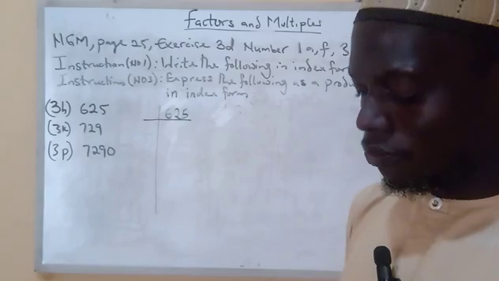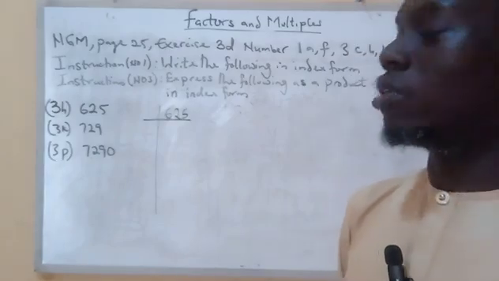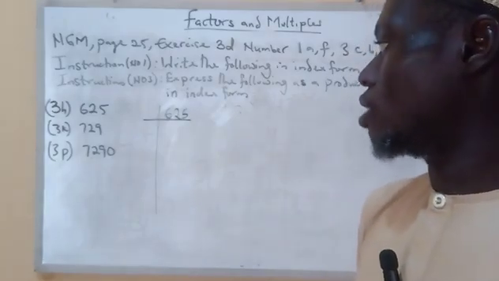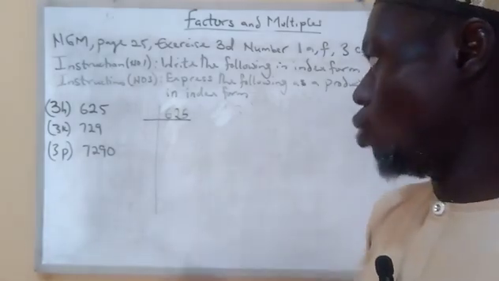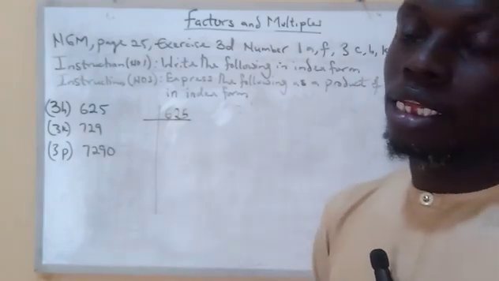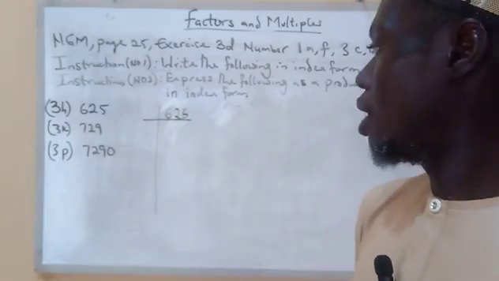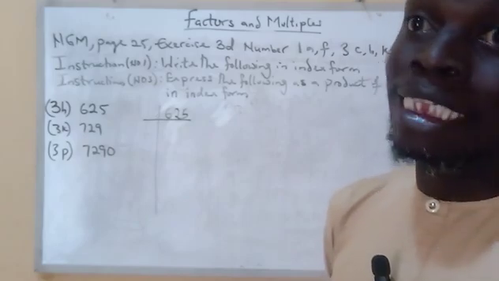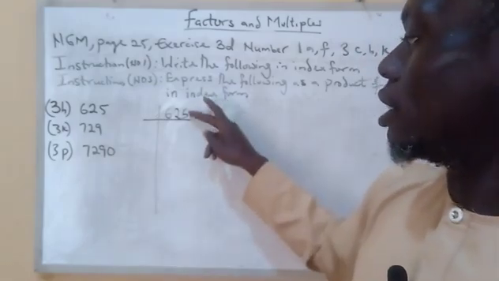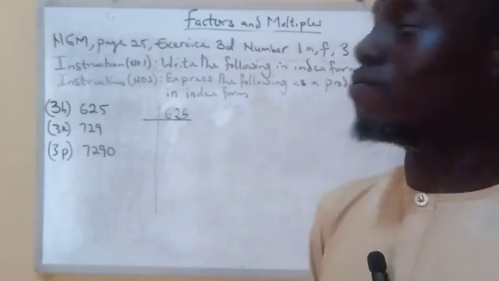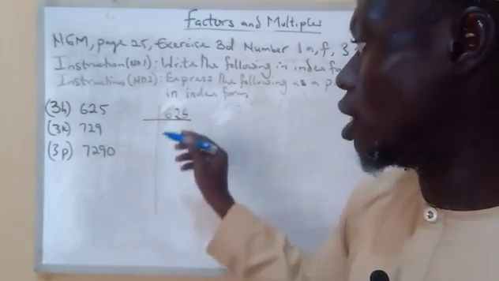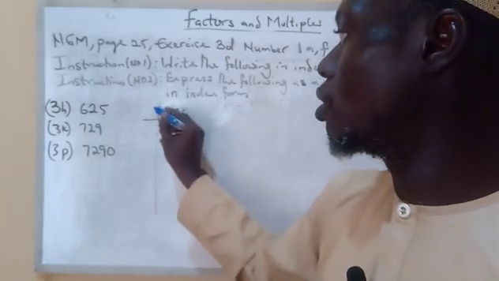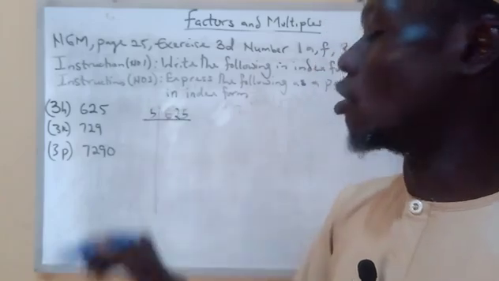So what can divide 625? Definitely the digit there is 5, and that shows that 5 can divide it without any remainder. 5 is a factor, and also a prime number. So it is a prime factor.